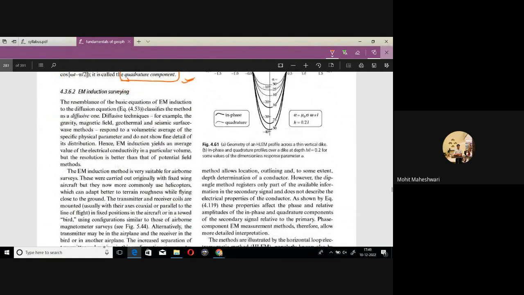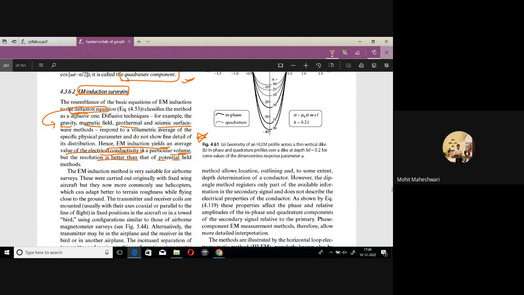Now, how will you do the electromagnetic induction survey is given there. First thing that you have to remember is that this is a diffusive equation, right? And other diffusive techniques are given there: gravity, magnetic, geothermal, seismic. Electromagnetic induction is very, very important. This can be asked in the interview: electromagnetic induction gives an average value of the electrical conductivity. It will not give the conductivity of a particular rock, but it will give the average conductivity of a particular volume.